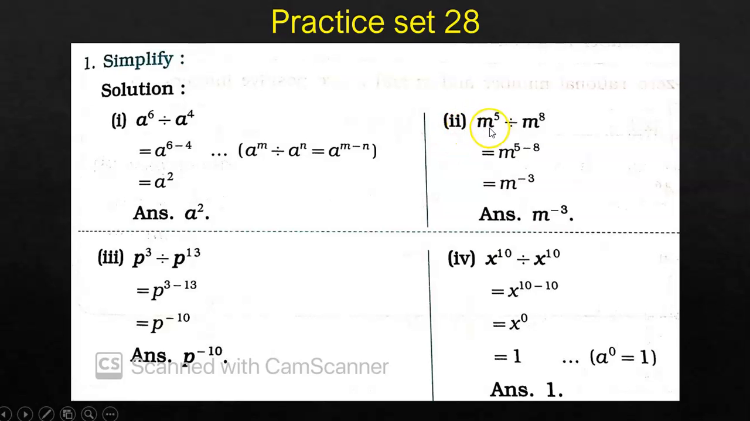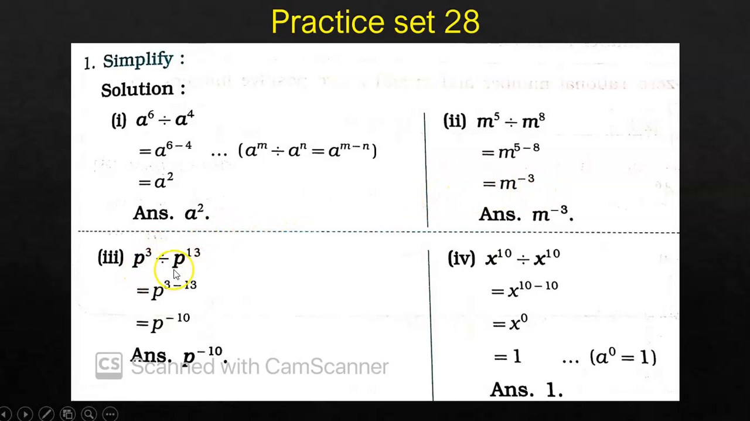Second one, m raised to 5 divided by m raised to 8. This will be m raised to 5 minus 8. Again, please write the law which we have used. In this case, the same law. So, here you will write the law. So my answer is 5 minus 8 is minus 3. So m raised to minus 3.